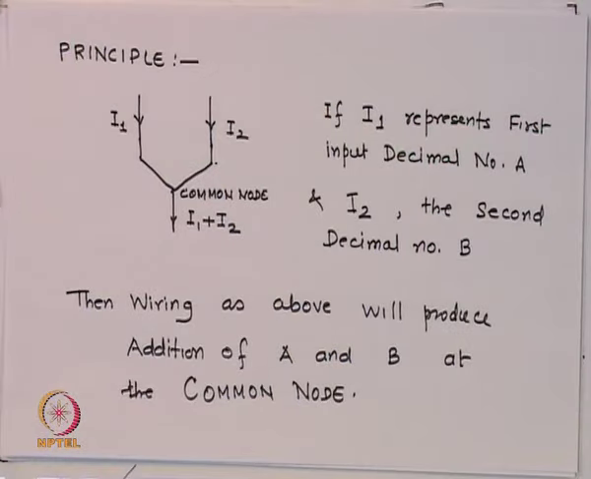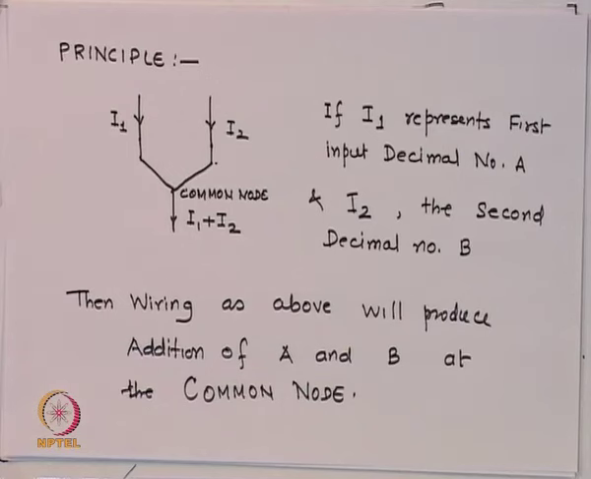Now, what is the principle I am really looking at in this add part? A very simple principle is used. If you have 2 wires and you connect them at a common node, let us say each is carrying current I1 and the other carrying I2. Let us say I1 represents 1 decimal number, I2 represents another decimal number. Then if you connect them, we know by simple circuit theory that the net current will be I1 plus I2, which is equivalent to addition of your equivalent decimal numbers.